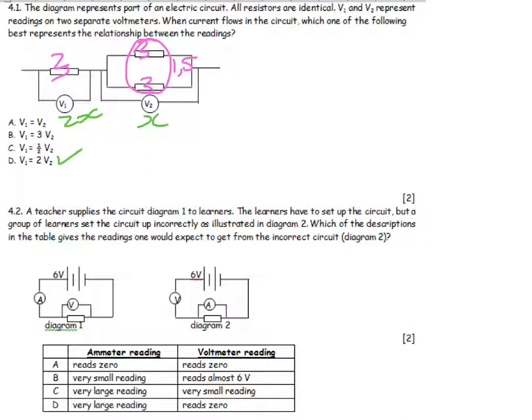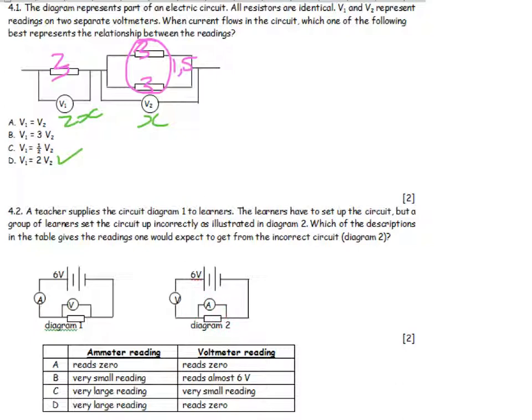A teacher supplies the circuit diagram 1 to her students. The students have set up the circuit, but the one group of students set up the circuit as illustrated below. Which of the tables give a reading? Now, firstly, voltmeters have got exceptionally high resistance, but they can let current go through them if there's no choice. So that's going to be a very high, big resistor. And then here, the ammeter is going to have all of the current flow through there.